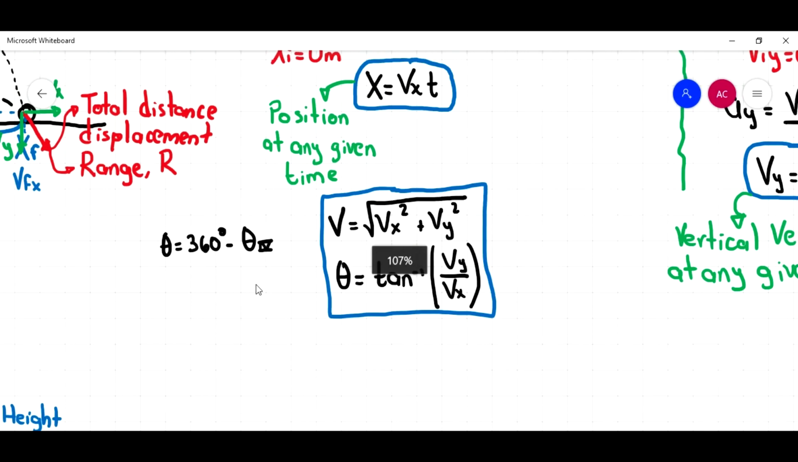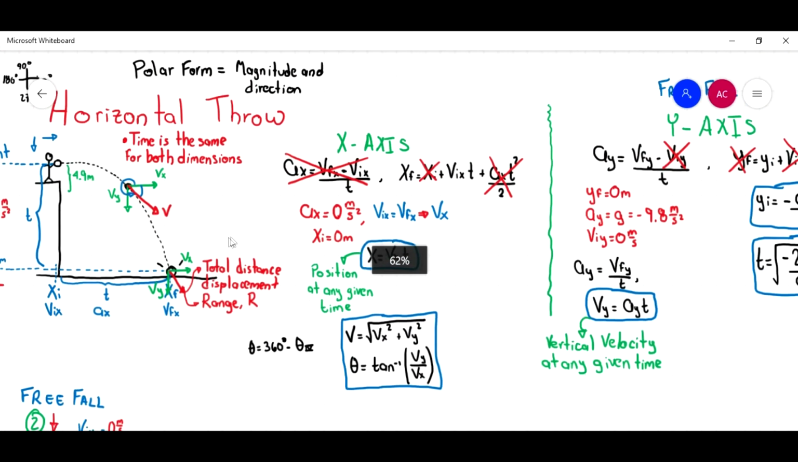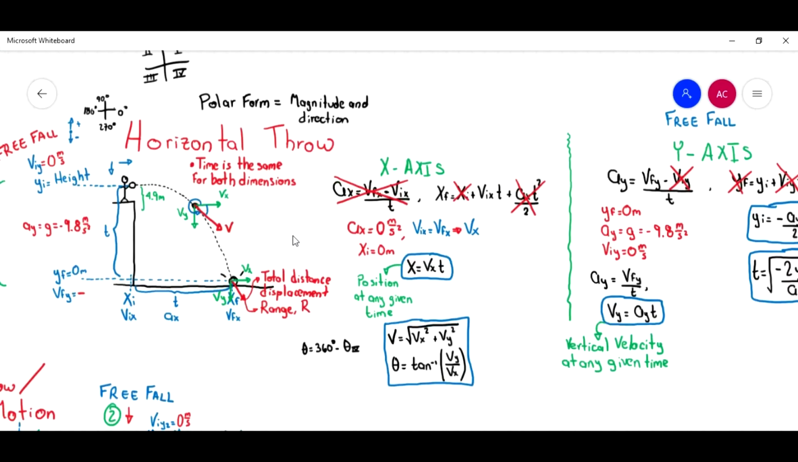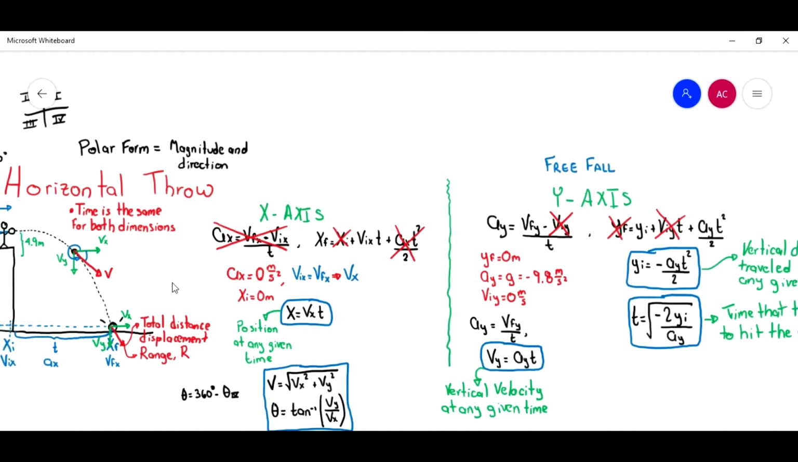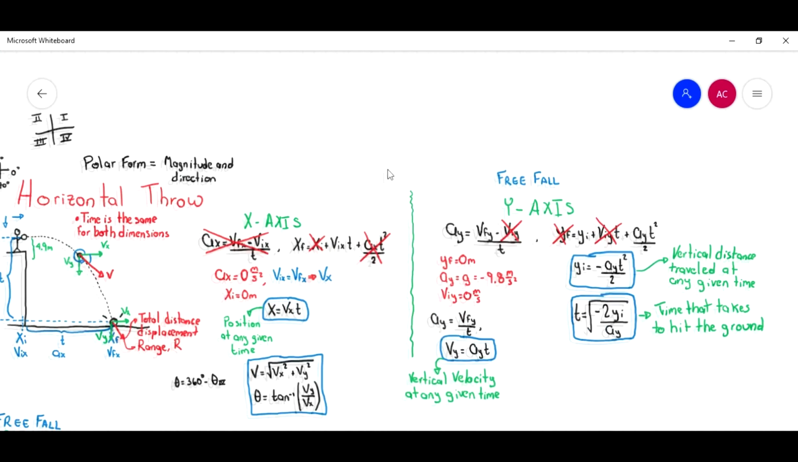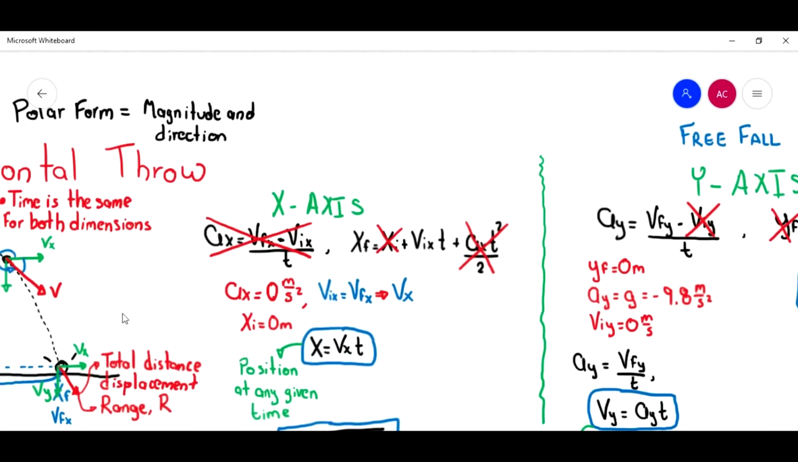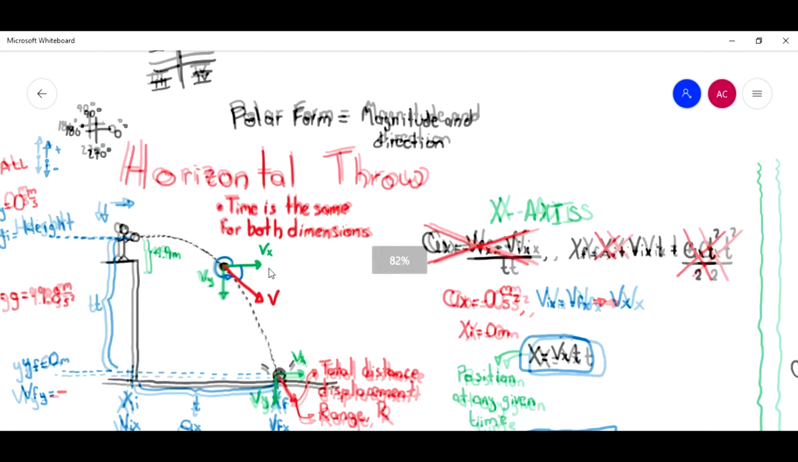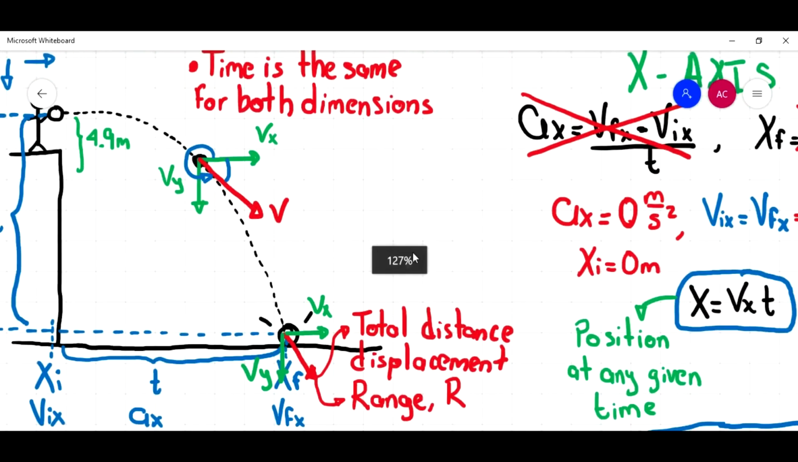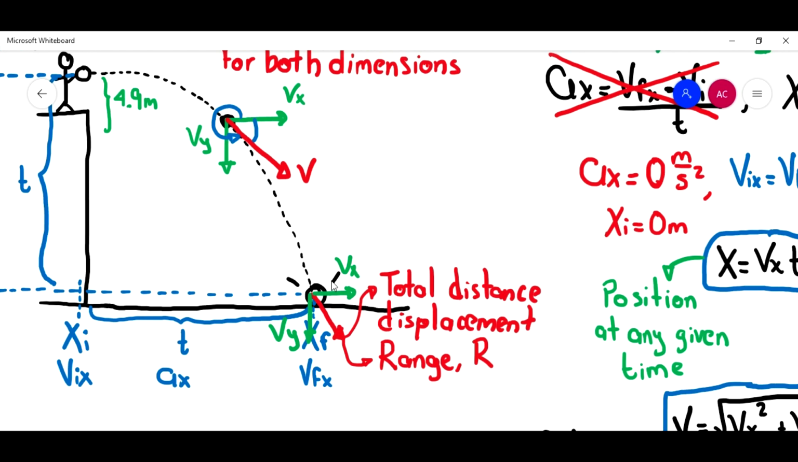Okay, so this is the whole explanation of the horizontal throw. Maybe you see that there is a lot, but believe me, once we are doing the problems, we're just going to have four equations, and depending on the problem, if the problem says, hey, I want to know the final velocity in x, or the final velocity in y, the final vertical velocity, in that case I'm going to find vx or vy.